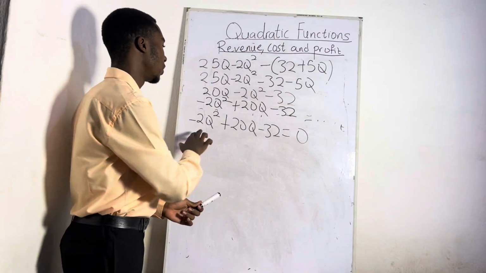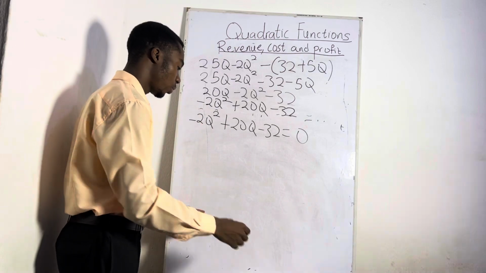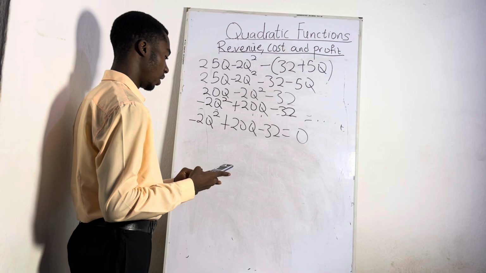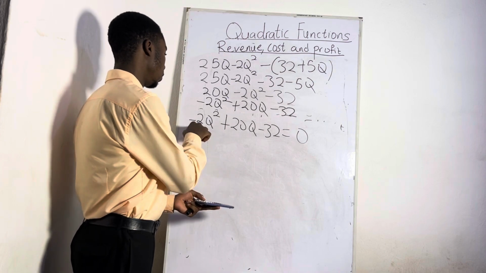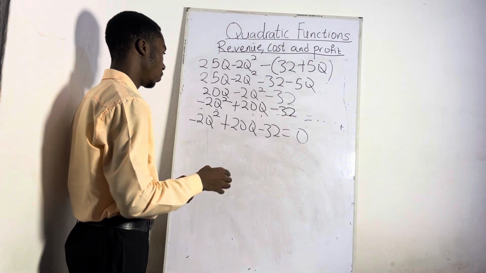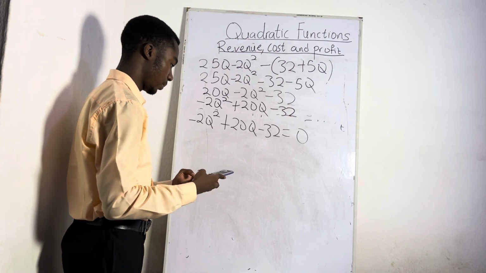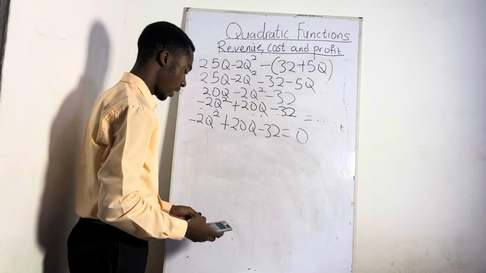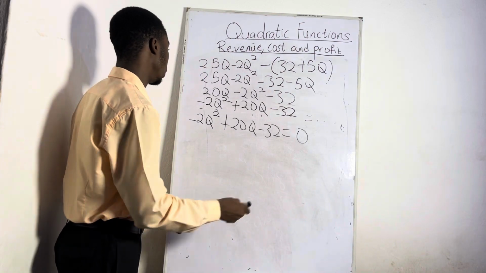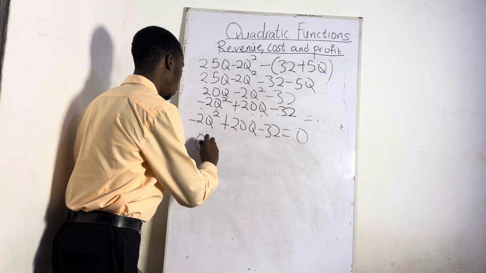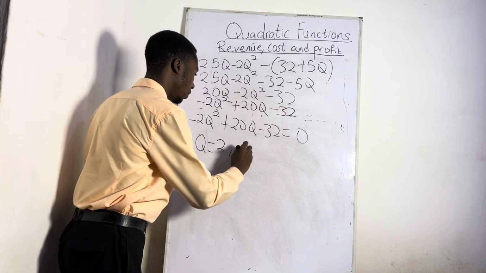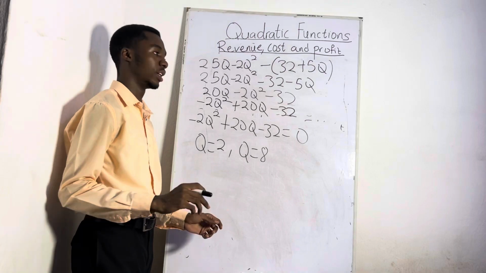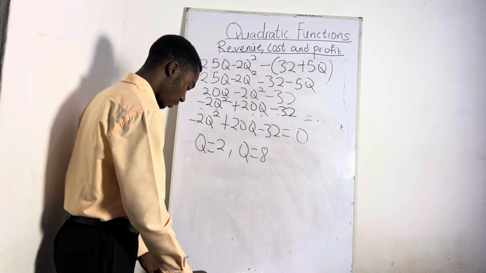This is where the firm breaks even, and it says we should find the Q values. So how do we do that? We just punch it on the calculator. You go to mode, then 5, then 3, then start with negative 2, the coefficient of Q squared, then 20, and then negative 32. So we have Q is equal to 2 and Q is equal to 8. So this is where the firm breaks even. You get it? So that's your final answer. So that's for the A.